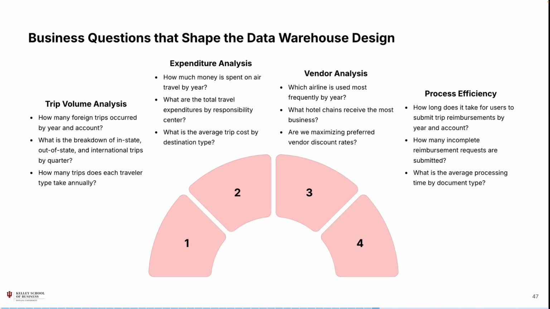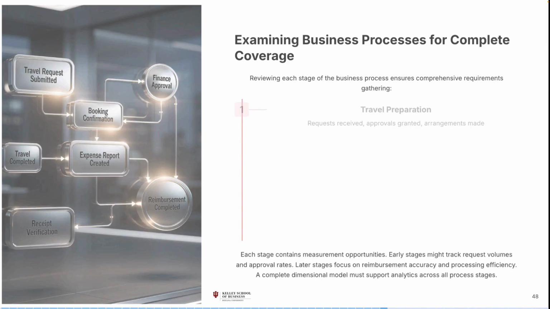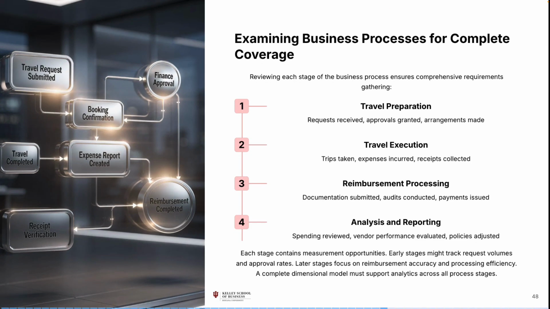Going back to the travel service, the requirements naturally fall into four different categories: trip volume, expenditure, vendor, and process efficiency. It's crucial to also review the different stages in the business process, from travel preparation to execution to reimbursement processing and to analysis and reporting. A complete dimensional model must support analytics across all the process stages, ensuring we capture measurements for everything from request volumes to payment accuracy.